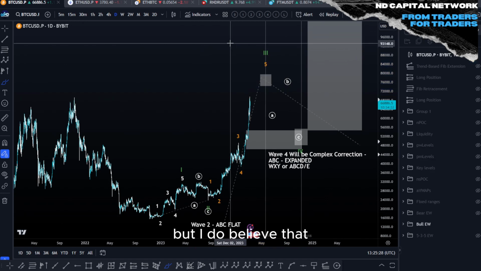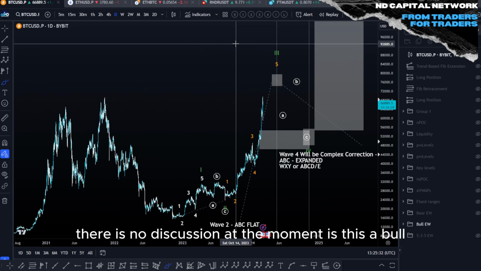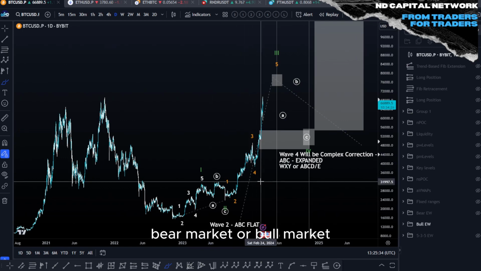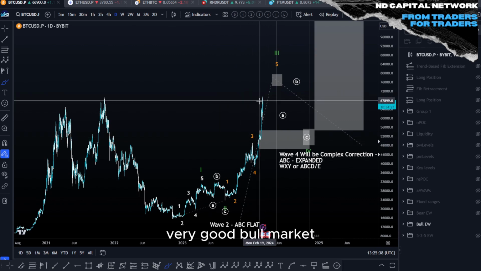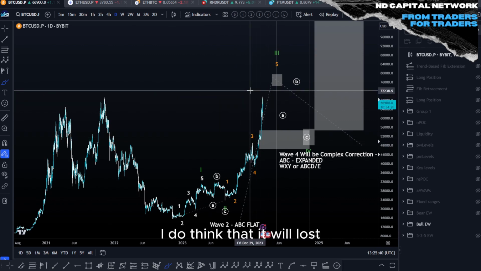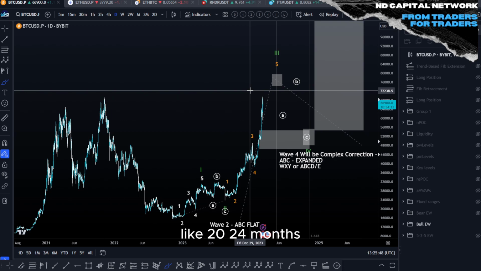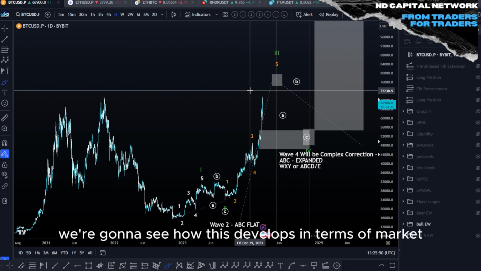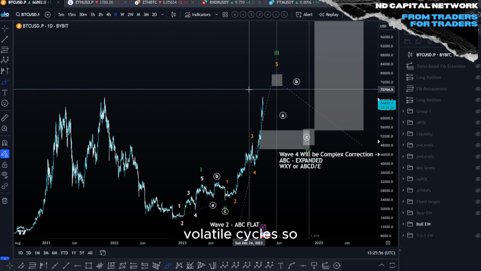But I do believe that there is no discussion at the moment, is this a bear market or bull market? We can clearly see that we're in a very good bull market. I do think that it will last at least the next 10 to 12 months, at the very least. It can be expanded up to 2 years, like 20-24 months. We're gonna see how this develops in terms of market, but take advantage while you can, because this is gonna be one of the last volatile cycles.